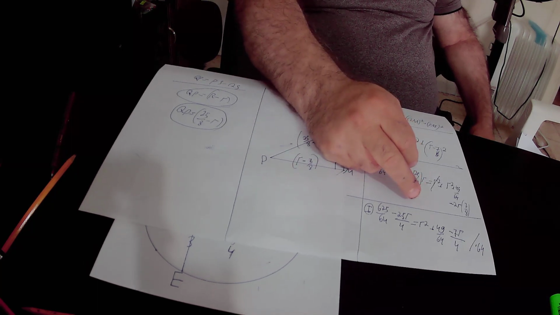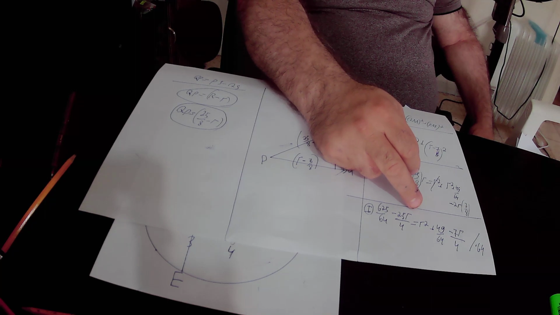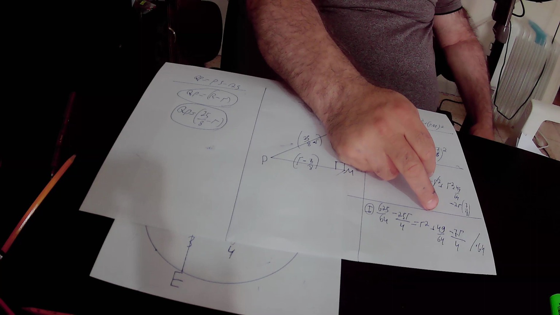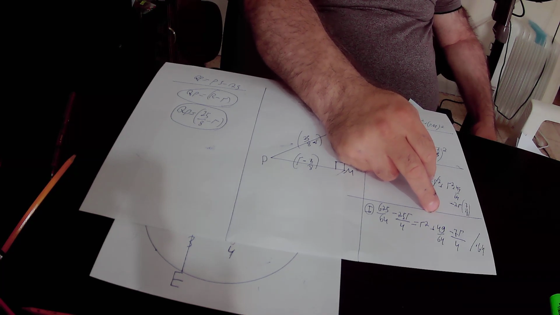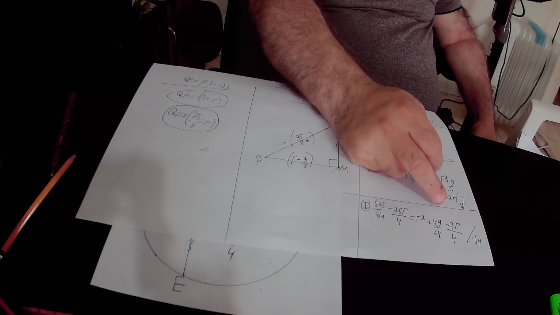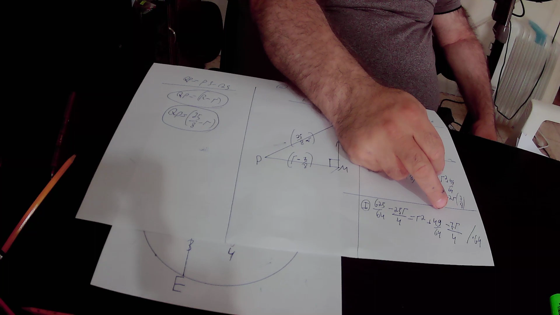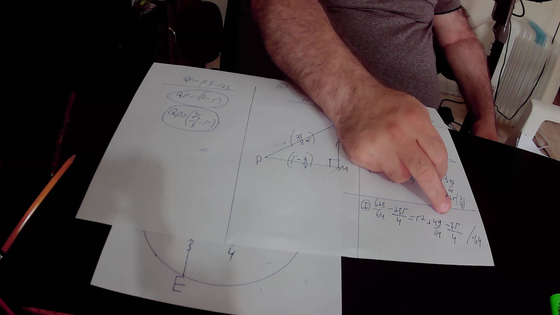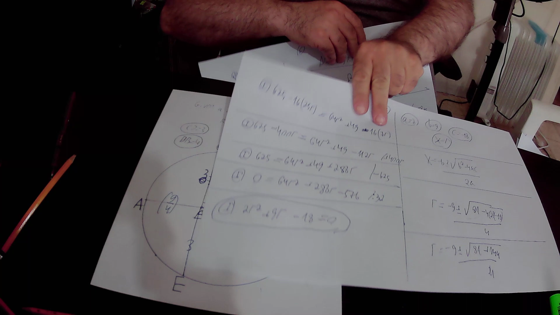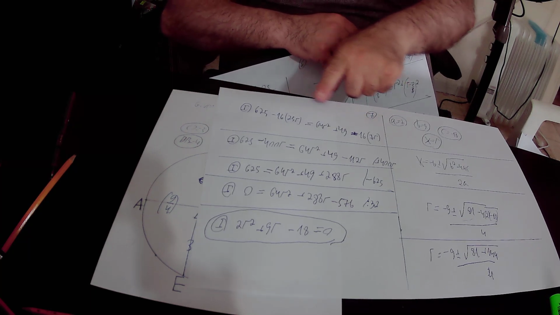And here we have R squared times 64 is 64R squared. 49 over 64 times 64 is 49. And here we have minus 64 over 4 is minus 16. So in conclusion, this expression equals minus 16 times 7R. Okay? So this is the expression that we got.